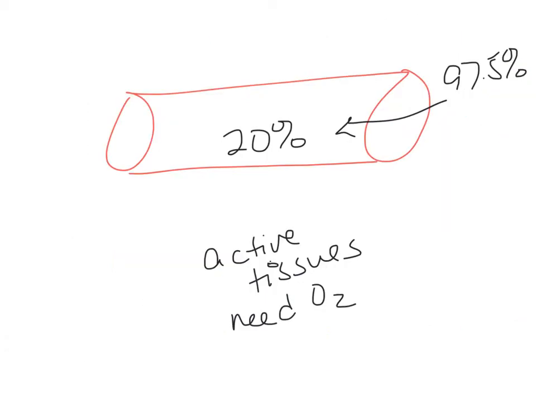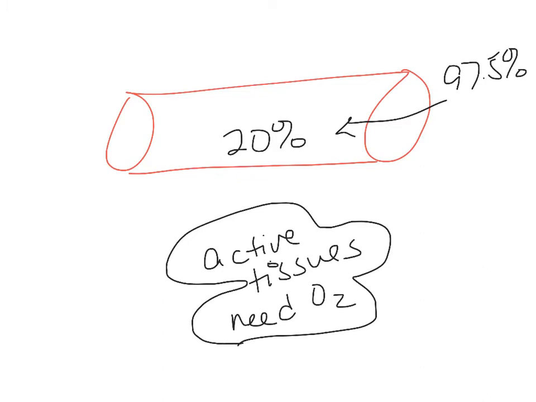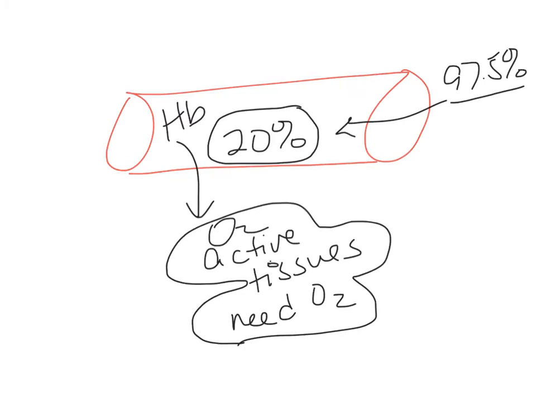The percent of saturation drops off at active tissues. In the active tissues, they're active and they need more oxygen to create more ATP. So the 97.5% saturation drops to a low of 20% as hemoglobin releases oxygen so that the active tissues can use it.